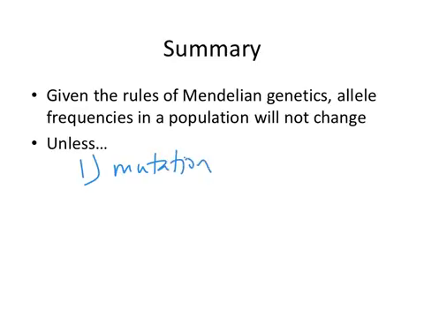Mutation is the cause of variation, so any type of mutation will change an allele frequency of whatever gene that mutation happens to be in. So yeah, mutation is one reason you might see allele frequencies change from generation to generation. That would break Mendel's rules.